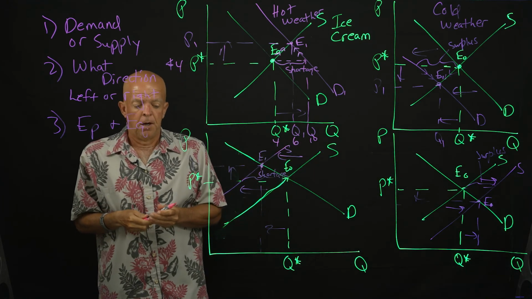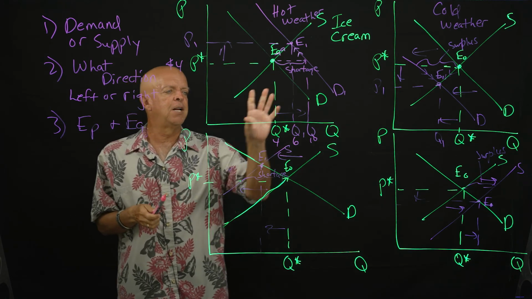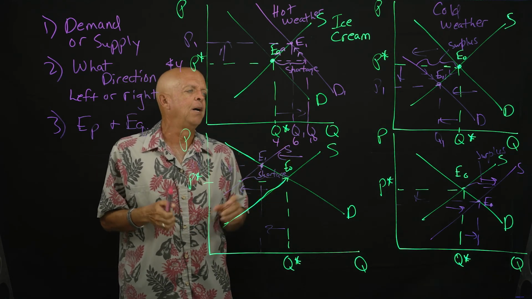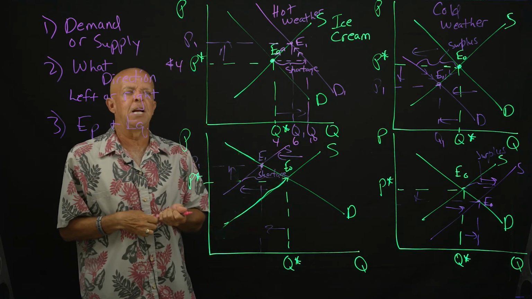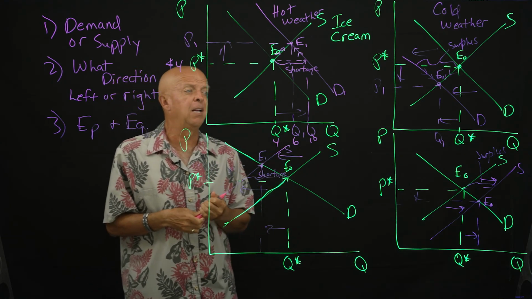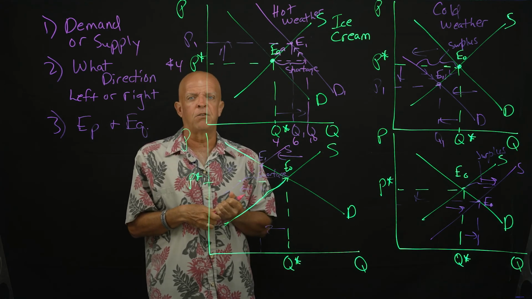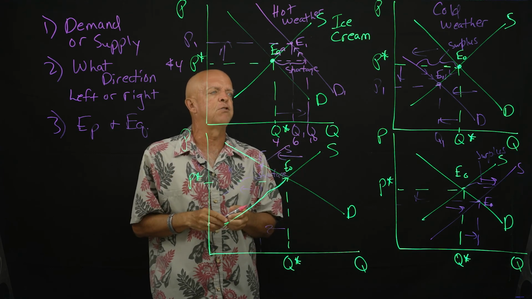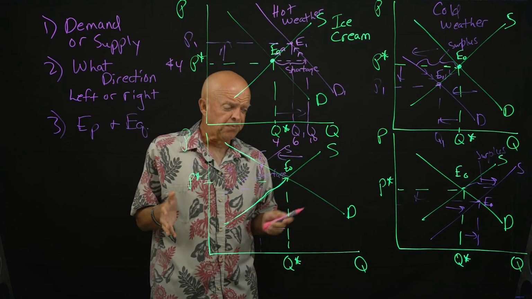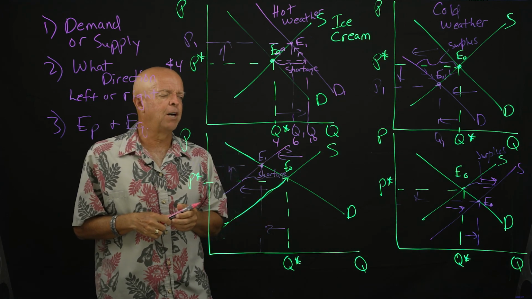Okay, that does it for Chapter 4. If you get this, you get Chapter 4, and you will get the distinction between demand and supply, and quantity demanded and quantity supplied. That's really the biggest thing: the difference between a shift and a movement with these curves. Okay, thank you very much, and we're done with Chapter 4.